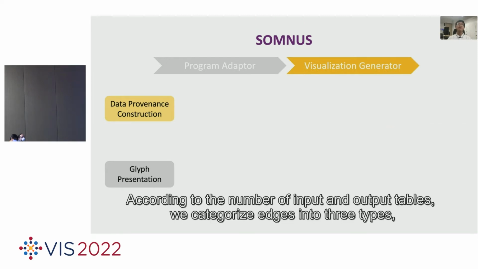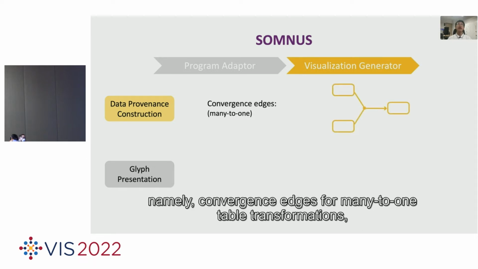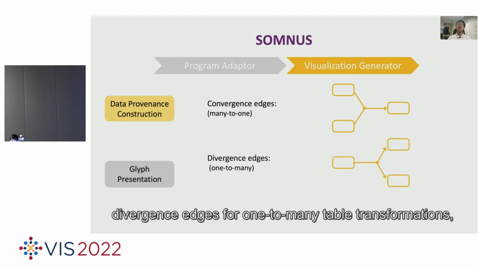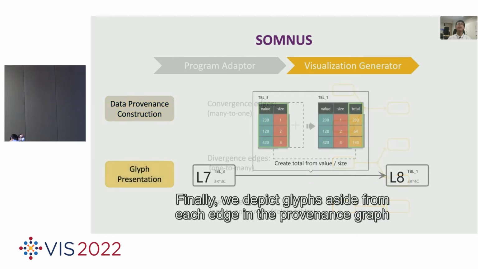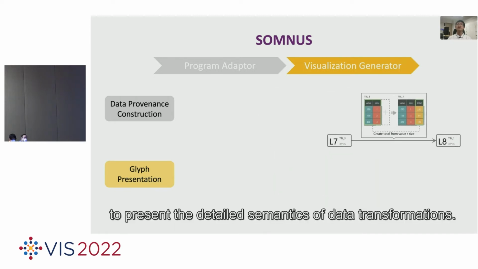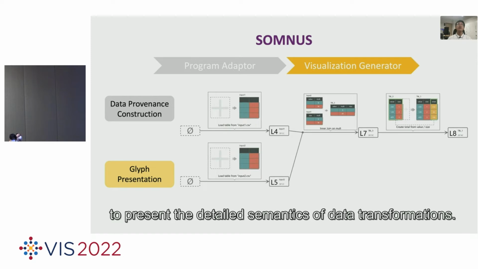According to the number of input and output tables, we categorize edges into 3 types, namely convergence edges for many-to-one table transformations, divergence edges for one-to-many table transformations, and directed edges for others, like one-to-one table transformations. Finally, we depict glyphs aside from each edge in the provenance graph to present the detailed semantics of data transformations.